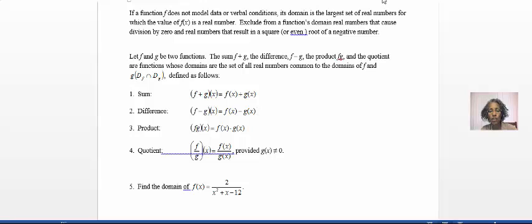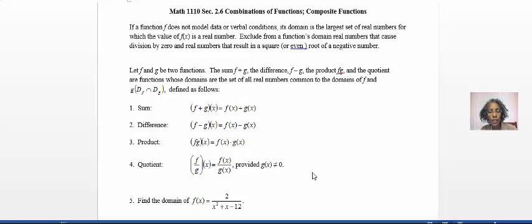And the quotient function, f divided by g of x, or f over g of x, is simply f of x divided by g of x, provided g of x is not 0. And that's what we said earlier, that we want to exclude from a function's domain real numbers that cause division by 0. Here we're saying the same thing in a different way: if we have a division of functions, the function in the denominator can't be 0.